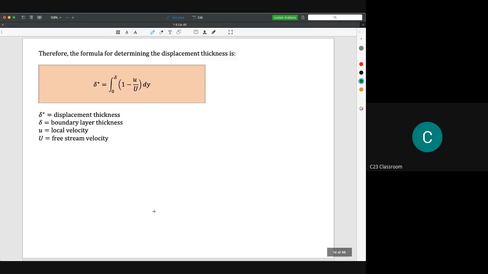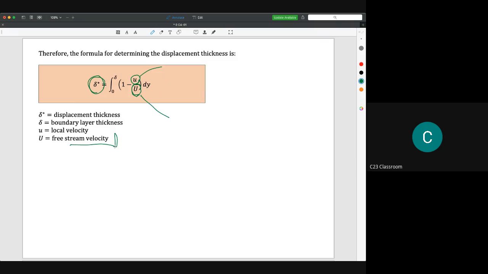So finally, I hope you could remember that delta star here is equal to the integration from 0 to delta of 1 minus u over U dy. Please bear in mind that this small u is the local velocity, and this capital U is the free stream velocity.